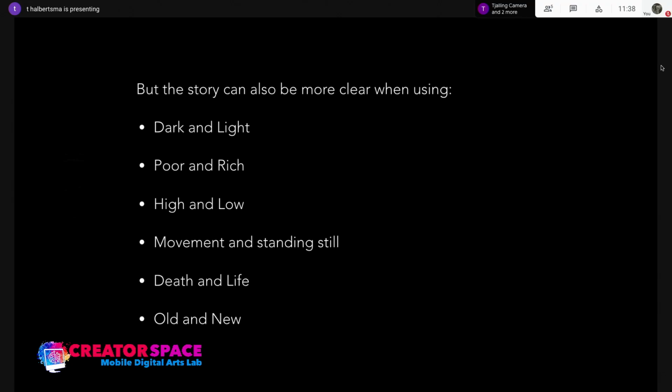But the story can also be more clear when using, as I said, dark and light, poor and rich, high and low, movement and standing still, very strong, death and life, old and new. Well, there's a whole series of these two word combinations. But what I want to say is the contrast is a strong storytelling tool.